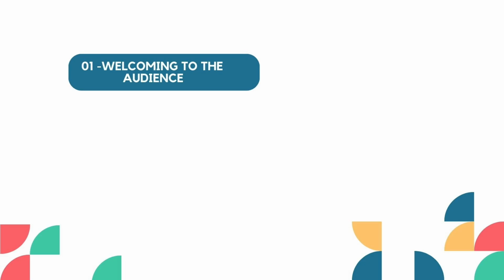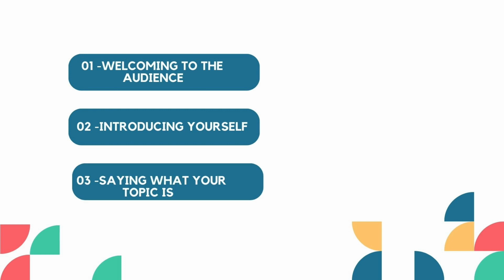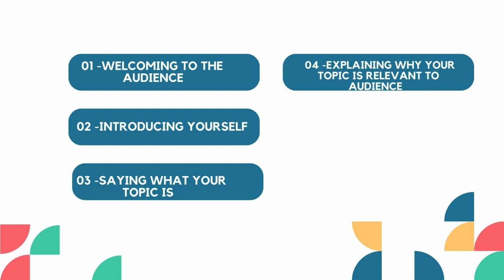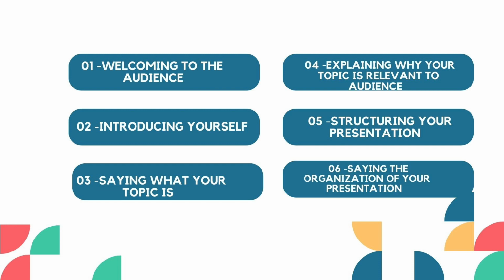In the opening of the presentation, there are 6 steps that you can do. The first is welcoming the audience. The second is introducing yourself. The next is saying what your topic is. The next is explaining why your topic is relevant to your audience. And then the 5th one is structuring your presentation. And then the last is saying the organization of your presentation. Now, let's break it down step by step.